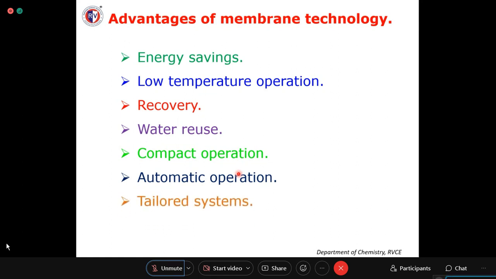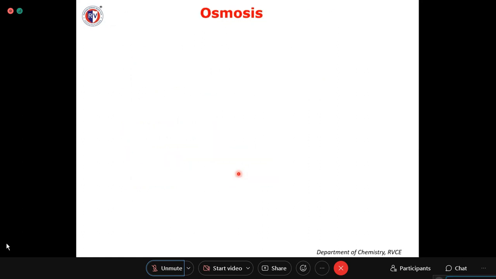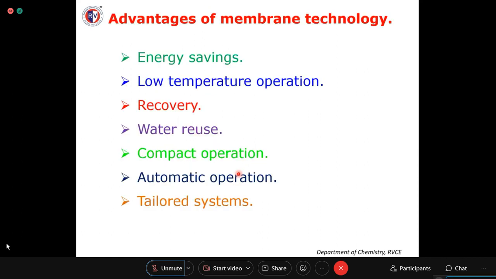Then tailored systems. So you can tailor the instruments as per your requirement. Okay, so that is called tailored systems. So as per the sizes, batch sizes, and as per your requirement, you can design different types of filters and membranes. So these are all the advantages of membrane technology.